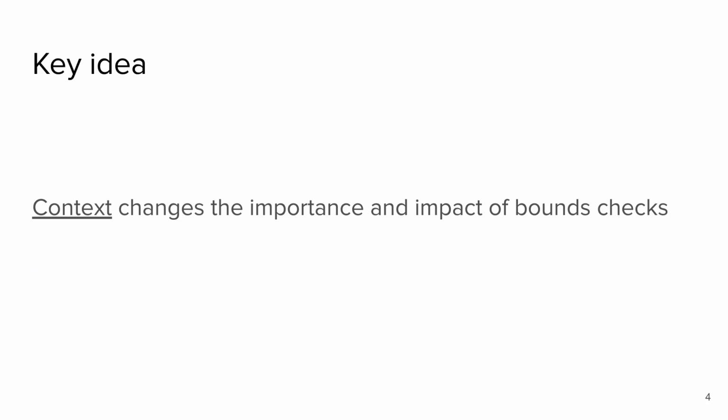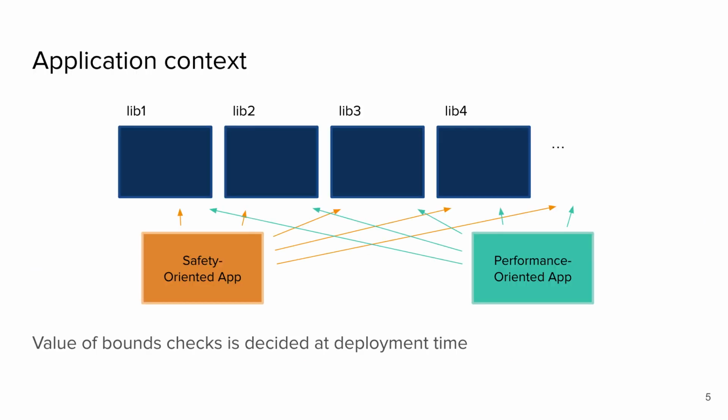The key idea of this work is that context changes the importance and impact of bounds checks. The simplest way to understand context is through application context. Let's take 2 different applications that depend on the same set of libraries, one that prioritizes safety and another that prioritizes performance. The developer of the safety-oriented application will likely want the maximum safety offered by the programming language, meaning that they will want bounds checks enforced everywhere in their application context. The developer of the performance-oriented application may want the extreme opposite to maximize performance, meaning that they may want any bounds checks that significantly affect performance elided in their application context.